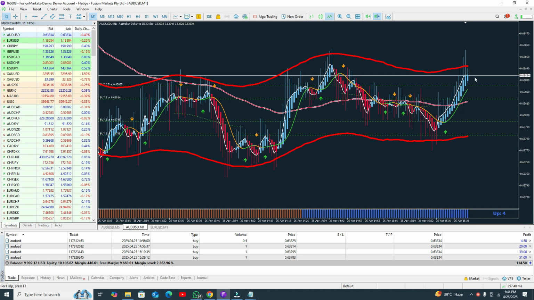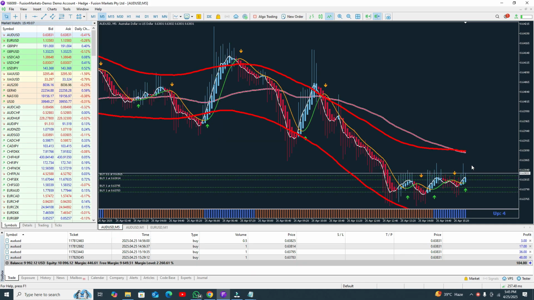Here you can see in the 1 minute time frame, our take profit is done. But in the 5 minute time frame, the trade is still going on, and we are waiting for the candle to touch the upper band line, and then we need to close our trade.